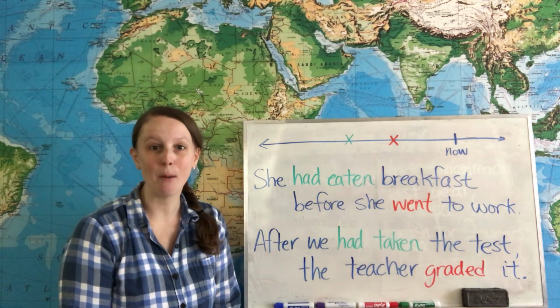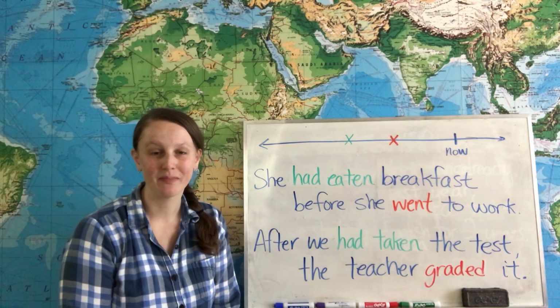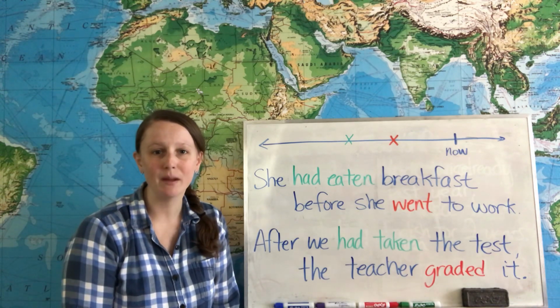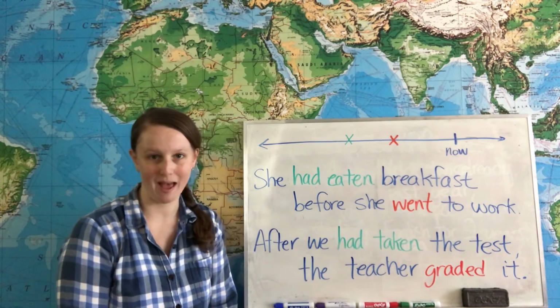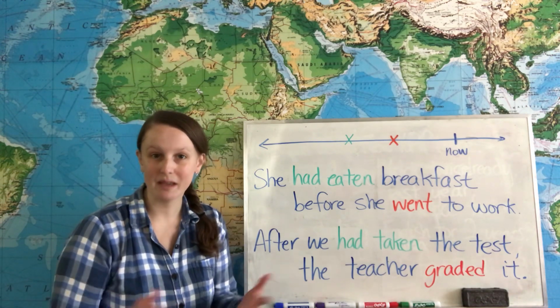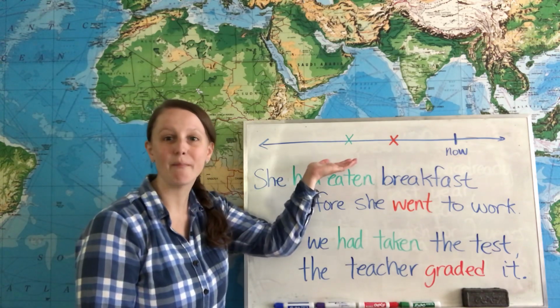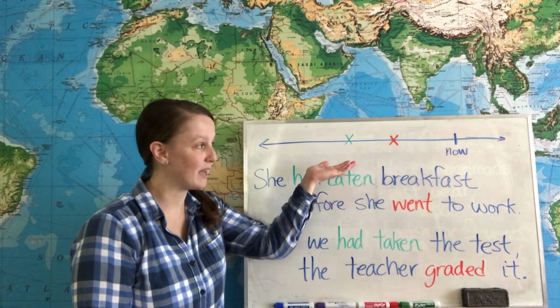Today we're going to talk about past perfect verbs. We use past perfect verbs to talk about a past action that happened before another past action. Let me explain in a little bit more detail. I like to use a timeline to explain this verb tense.